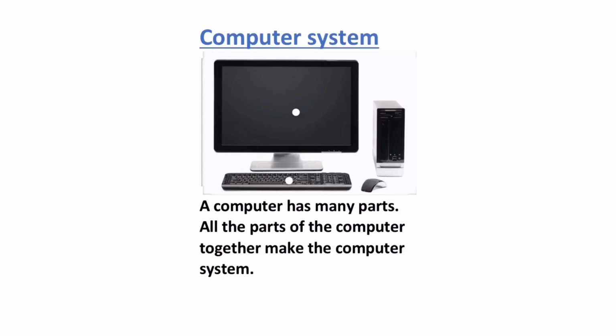A computer has many parts. All the parts of the computer together make the computer system. As you see in the picture, there is a computer system which includes all the parts of the computer, that is monitor, keyboard, mouse and CPU.